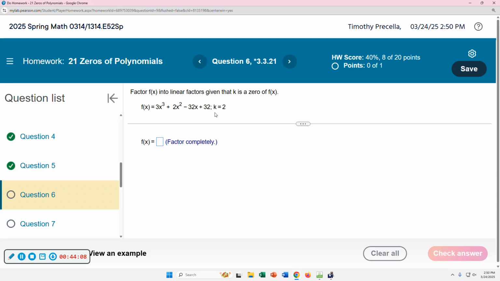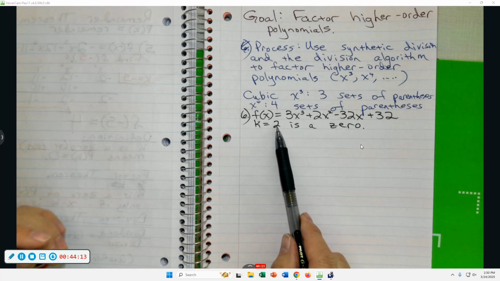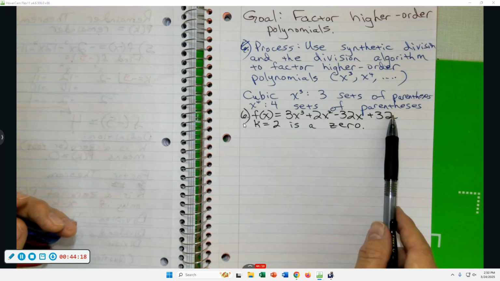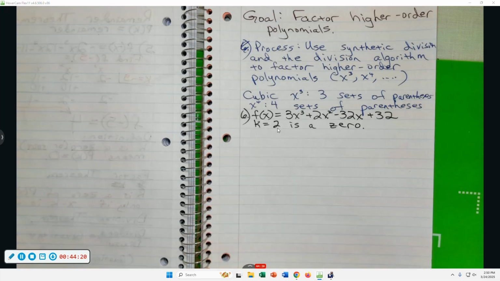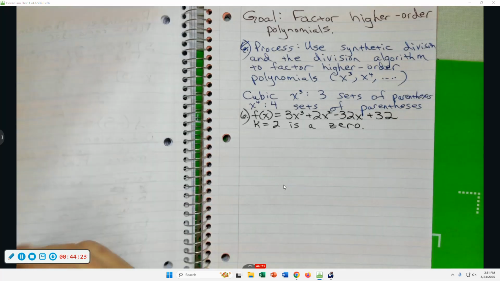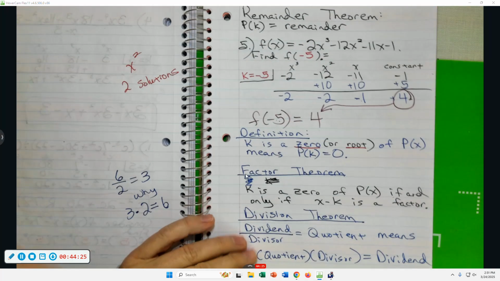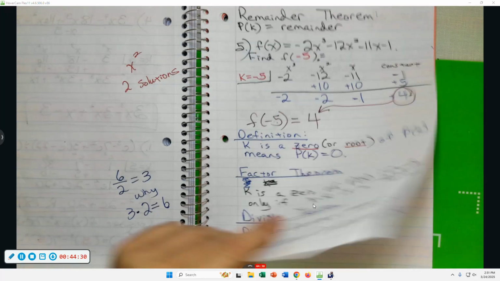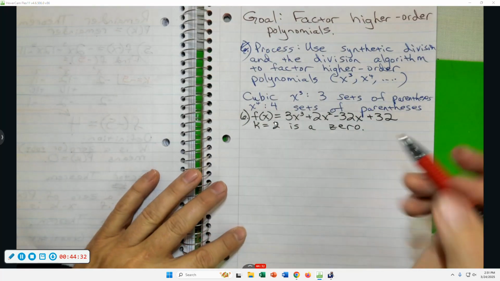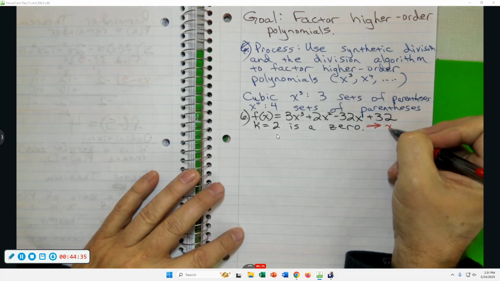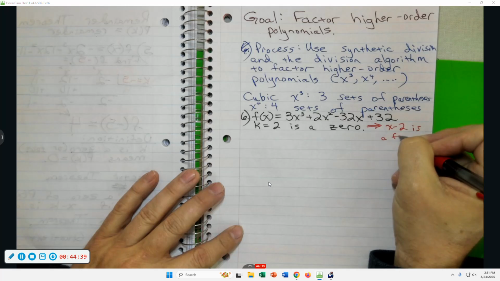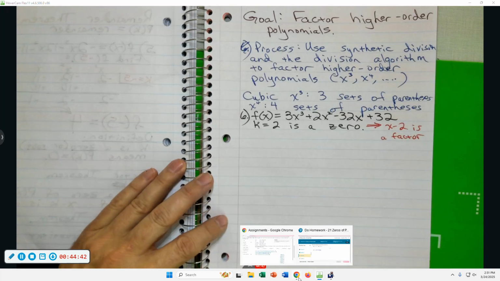If k equals 2 is a 0, what's the corresponding factor? I know one of the factors of this thing. There's going to be 3 sets of parentheses. I know one of them. It goes back to that factor theorem. If k is a 0, x minus k is a factor. So if 2 is a 0, that means x minus 2 is a factor. That's going to be one of the 3 sets of parentheses. We have to type that in.